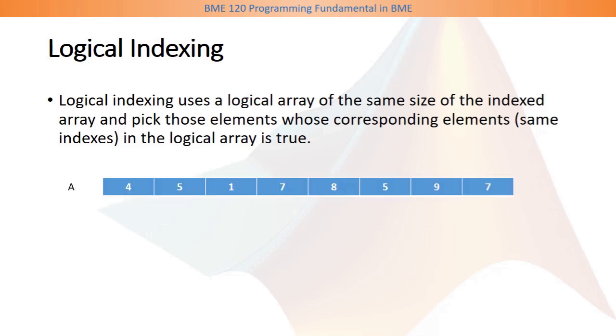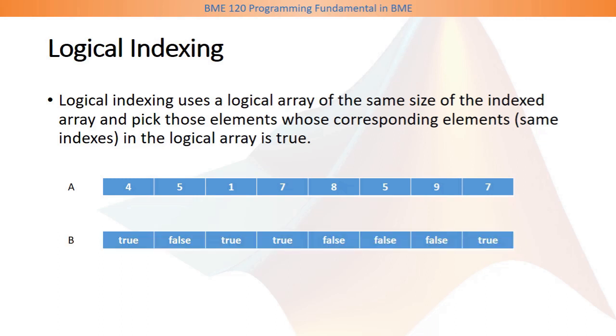Suppose A is a vector of 8 values. B is a logical vector with 8 Boolean values. Logical indexing means to find the indexes in B whose values are true. In this case, the indexes are 1, 3, 4, and 8. And then use those indexes to index vector A. Therefore, A(B) is 4, 1, 7, 7.